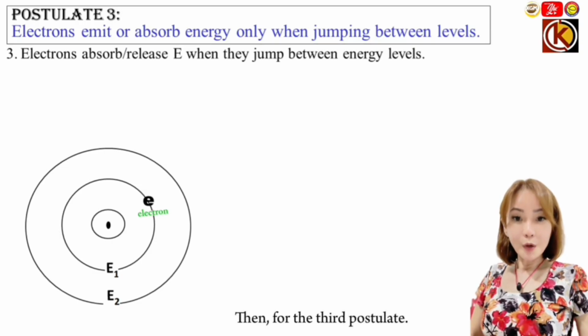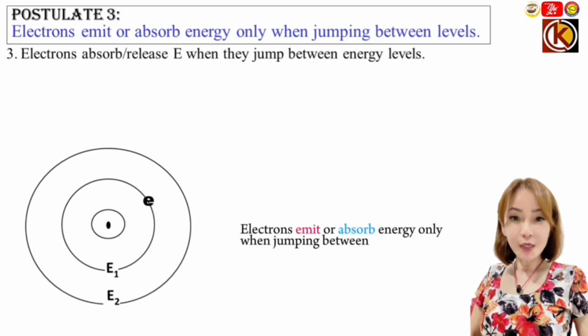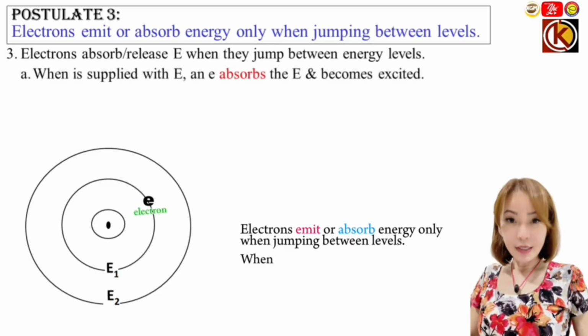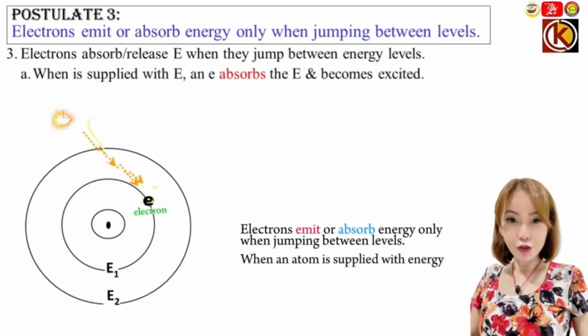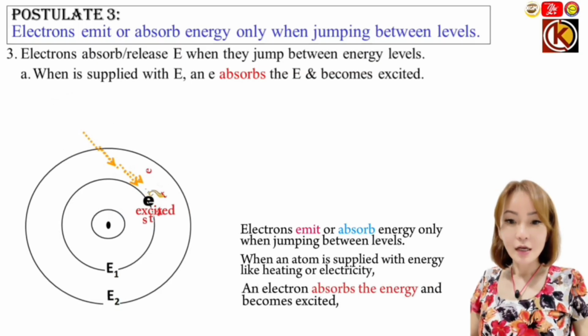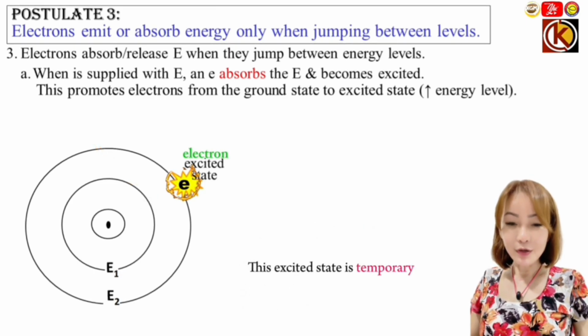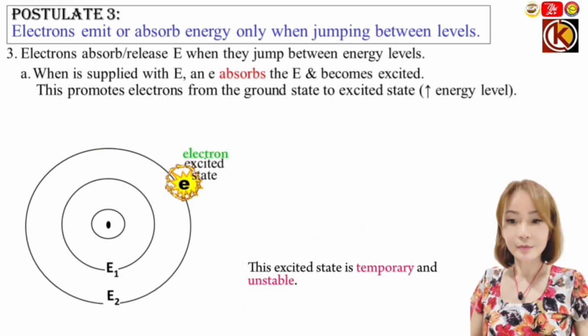Then for the third postulate, electron emits or absorbs energy only when jumping between levels. When an atom is supplied with energy, like heating or electricity, an electron absorbs the energy and becomes excited, jumping to a higher energy level. This excited state is temporary and unstable.